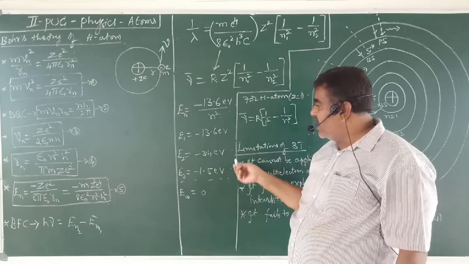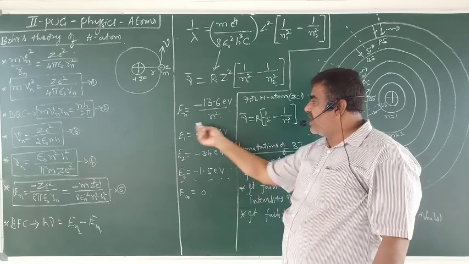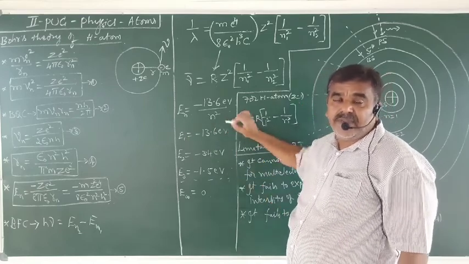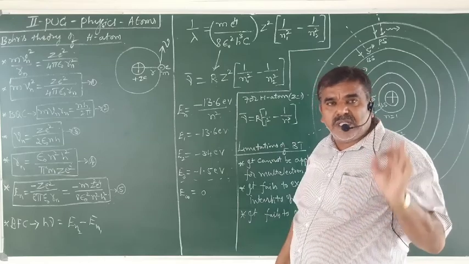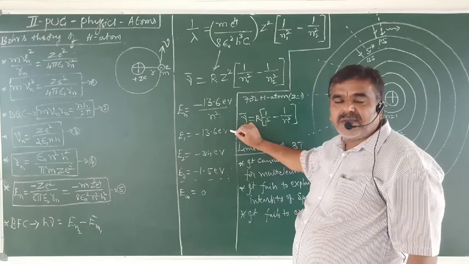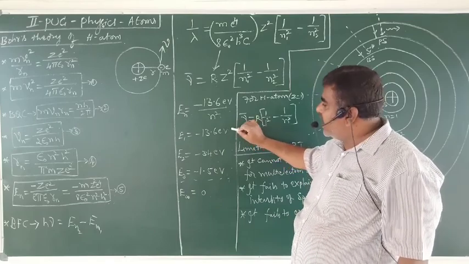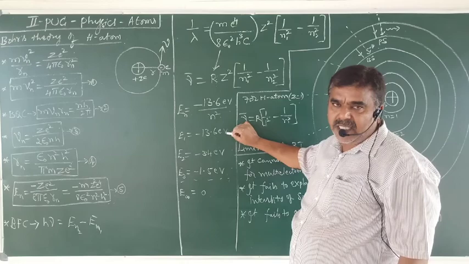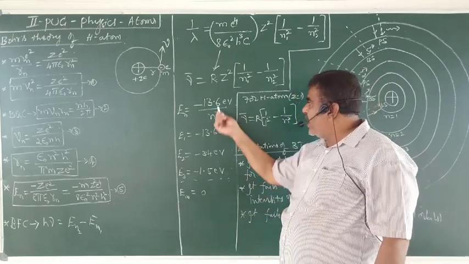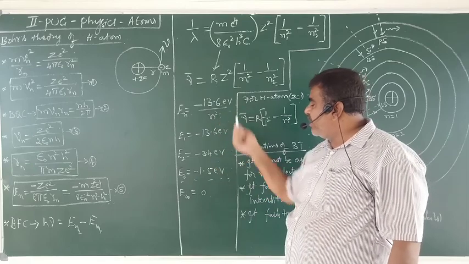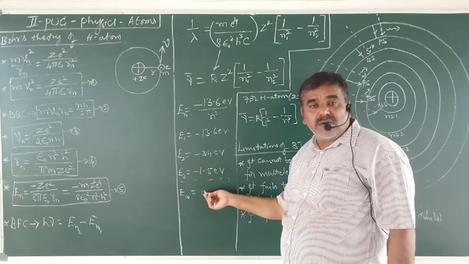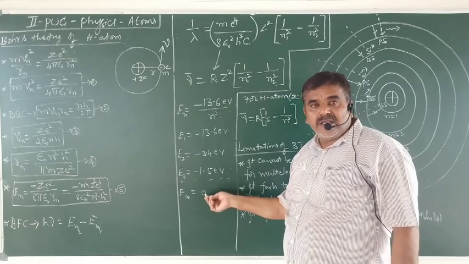As a result, the energy of the electrons in the higher orbits increases. The lowest possible energy state of an electron in an atom is called the ground state energy. That is the first state, n equals 1. When n equals infinity, 1 by infinity square becomes 0. Therefore, the energy of the electron is 0.